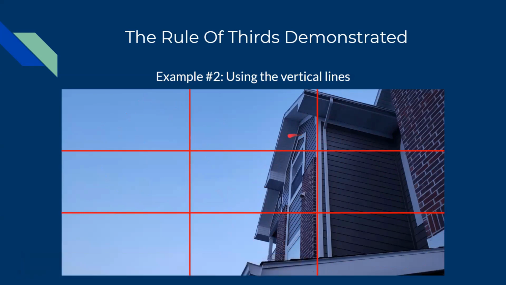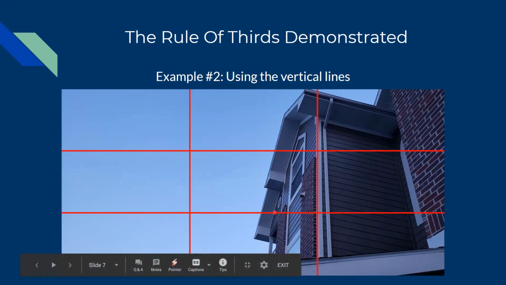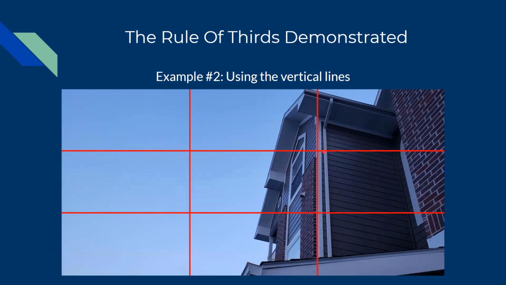I'm going to be really honest. I find a lot more use with the horizontal lines than I do the vertical lines, but they definitely do have their uses. I think I'm just a big fan of the wide horizon shots. Who doesn't like a sunset, right? Come on.